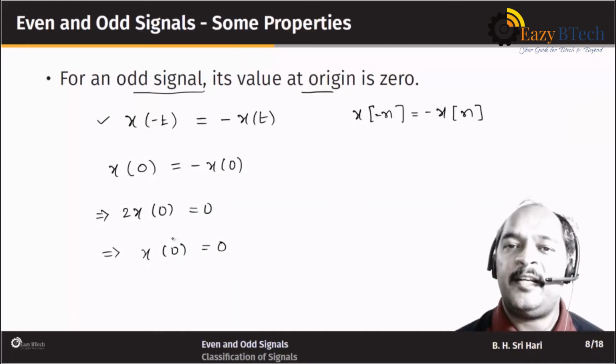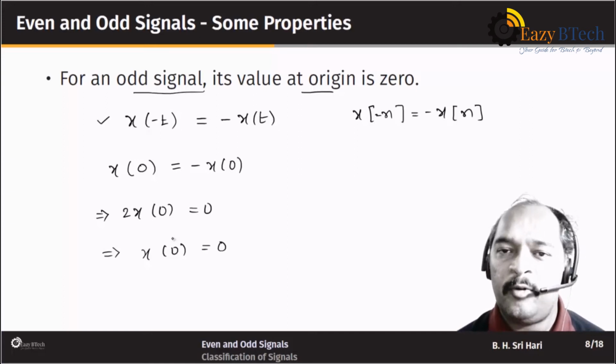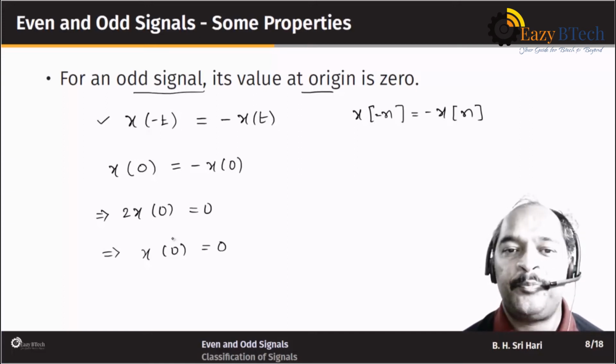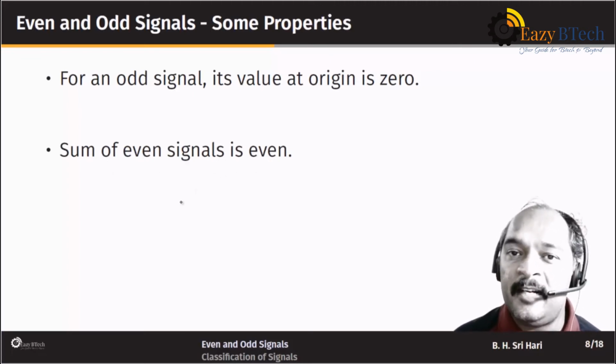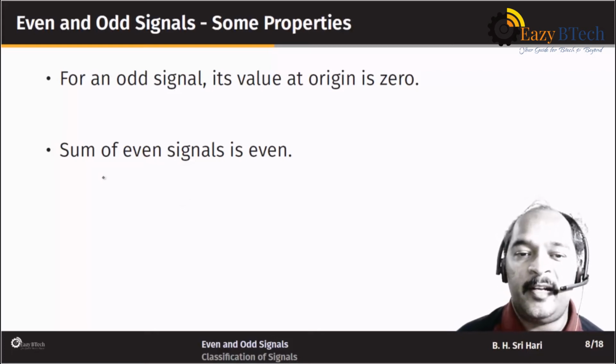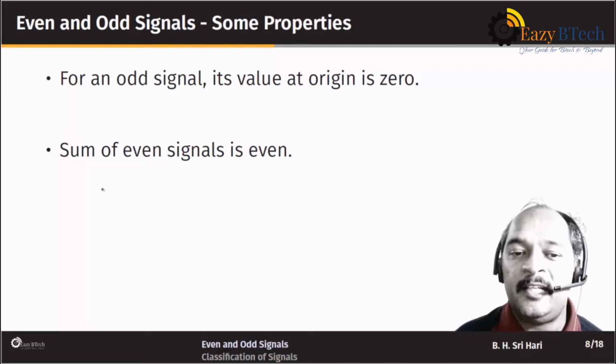Okay, but definitely that value would be equal to how much? 0. Okay, right. Next, what is the second property? If you add two even signals, the resulting signal is also even. It means the sum of two even signals is even.